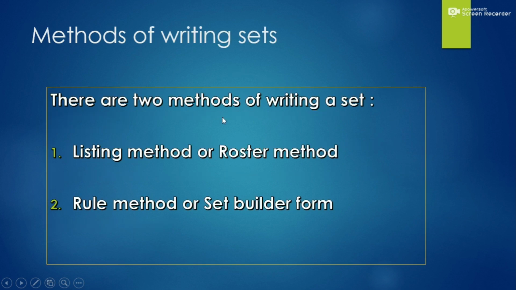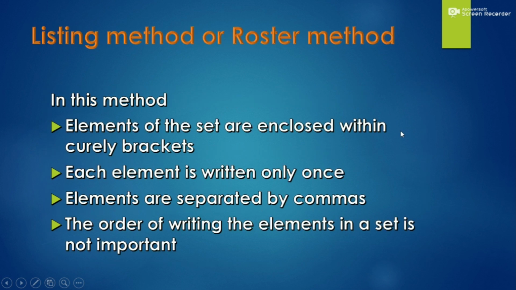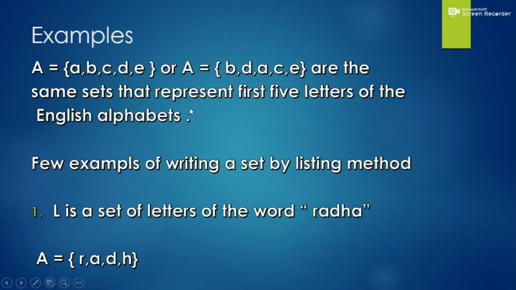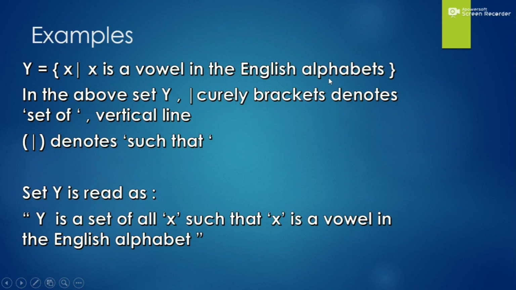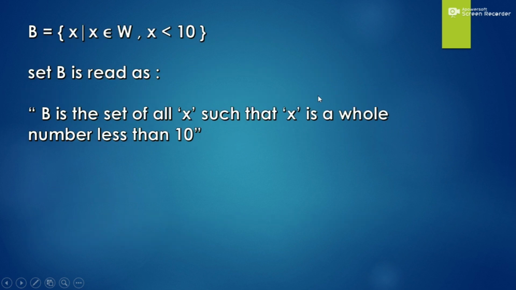Then there are two methods of writing a set: the listing method or roster method, and the second method, the rule method or set builder form. This is the introduction to the listing method. These are the examples of listing methods which we have already done in the previous video. Then this is the second method, the rule method or set builder form, which we also discussed in the last video. These are the examples of the rule method.